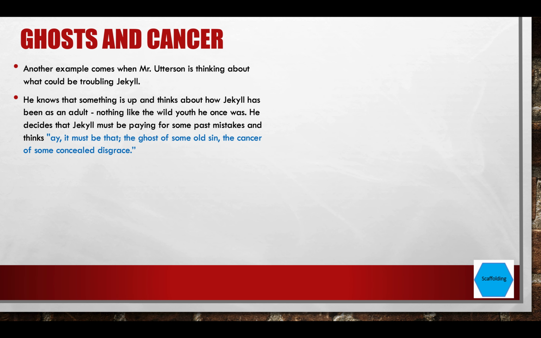So where is the personification here? Take a look at how sin is being described. Our speaker says that the ghost of some sin must be haunting Jekyll. Since a concept like sin does not have a soul, it cannot have a ghost. This means that saying the ghost of a sin is haunting Jekyll is an example of personification.